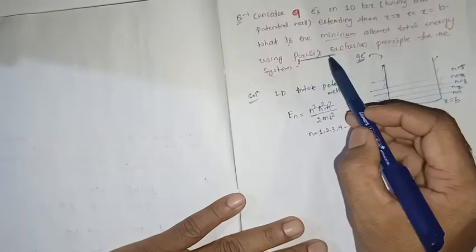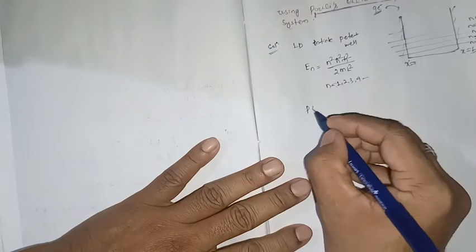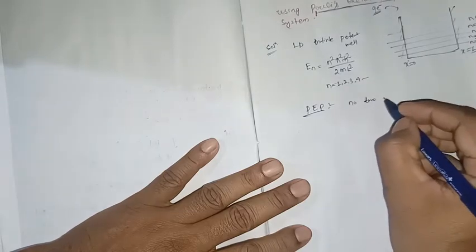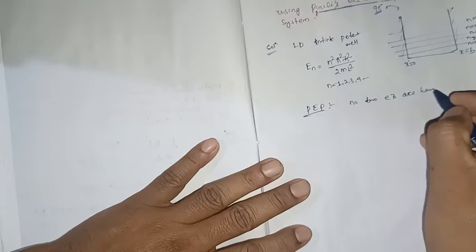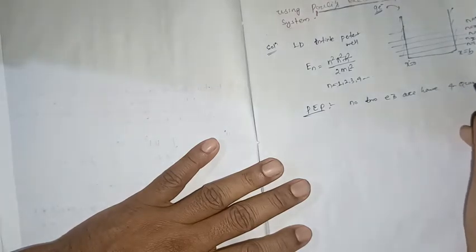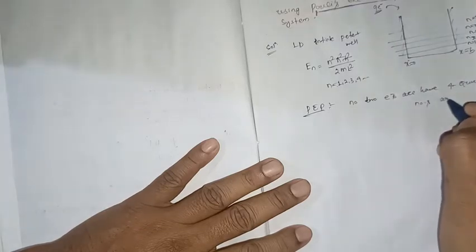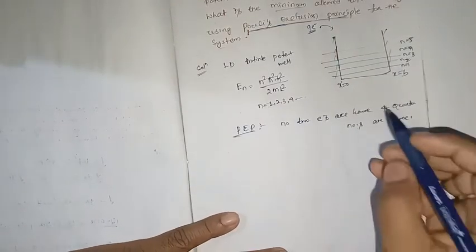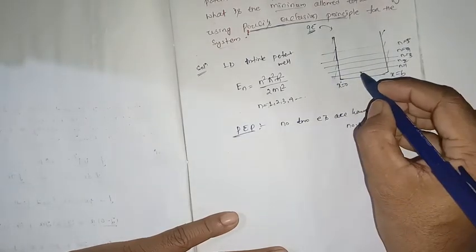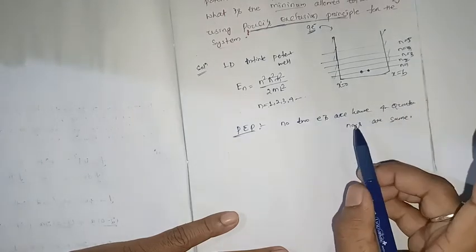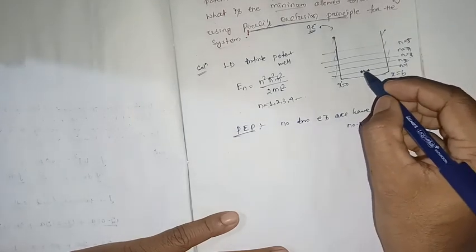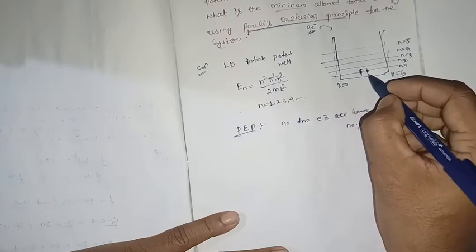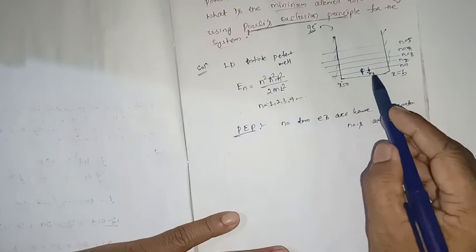Then it is asked that the electrons obey the Pauli exclusion principle. According to the Pauli exclusion principle, no two electrons have all four quantum numbers the same. That means if two electrons are present in the first state, then at least one of the quantum numbers is going to be different. So we can consider that two electrons are seated in the first or ground state, with one having spin up and another spin down. So the spin quantum number is different.